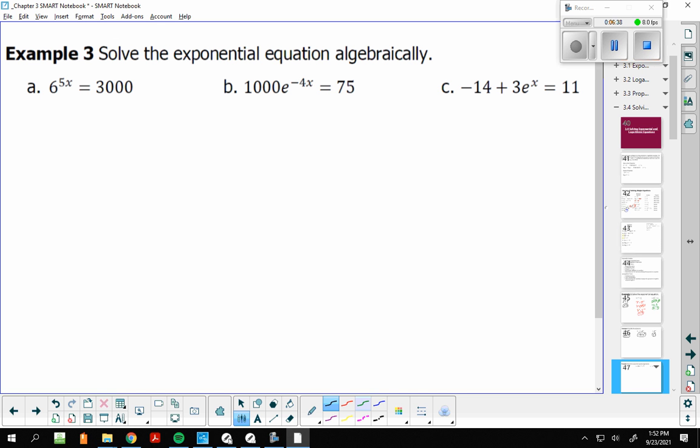All right, so now we have some exponential equations. First step, you have to isolate your exponential part. Second step, we're going to take the natural log of both sides. Our exponential part is already isolated here, so that first step's done. The second step is that we're going to take the natural log of both sides. At the same time, I'm going to take my exponent and bring it down to the front. So 5x times natural log of 6 equals natural log of 30,000.